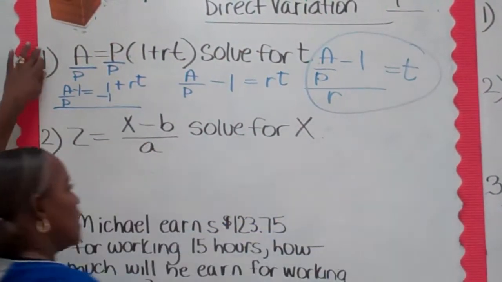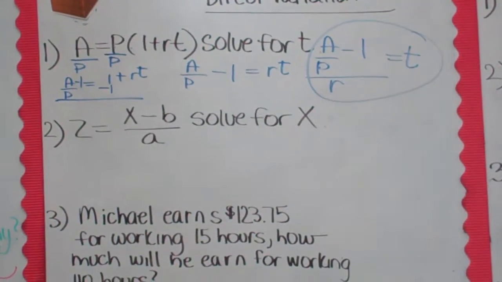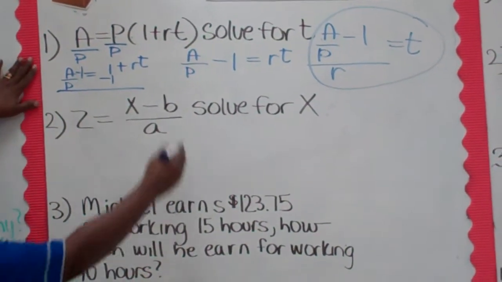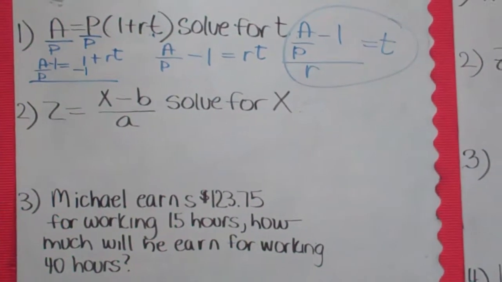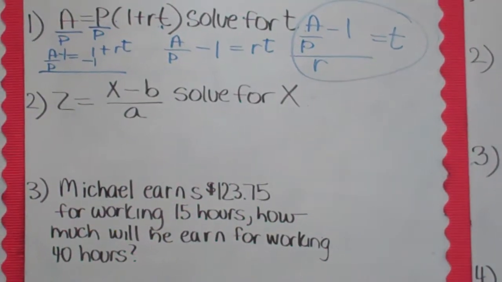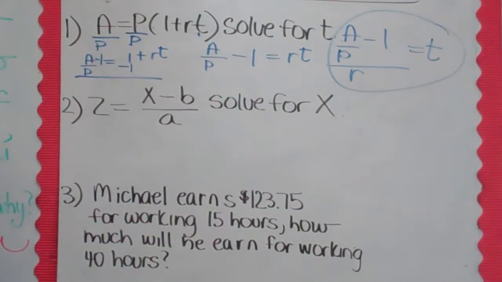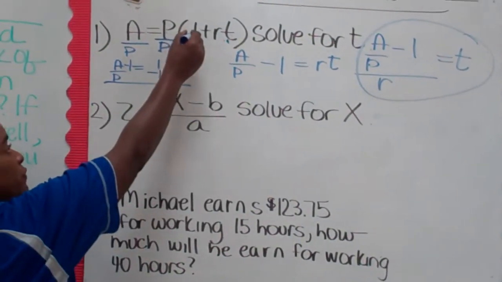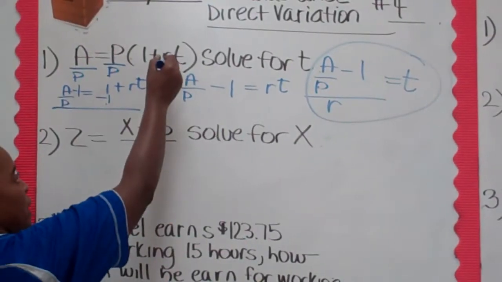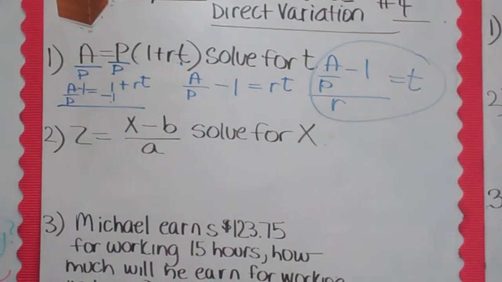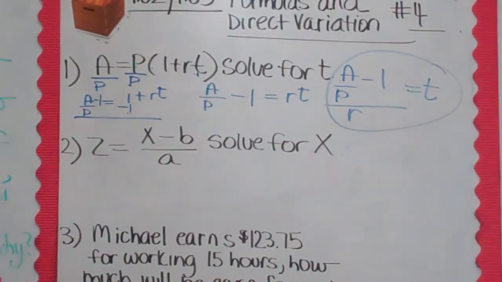And I'm done. Now in some cases I can simplify that, but most of the time your job is just to get rid of everything except that letter. You want to get that letter by itself. So what they're really checking is to see if you understand inverse operations. If you know that in order to get rid of the p, you're going to use division because it's multiplied. In order to get rid of the 1, you're going to subtract 1 because it's added. In order to get rid of the r, you're going to divide by r so that you're solving for t.